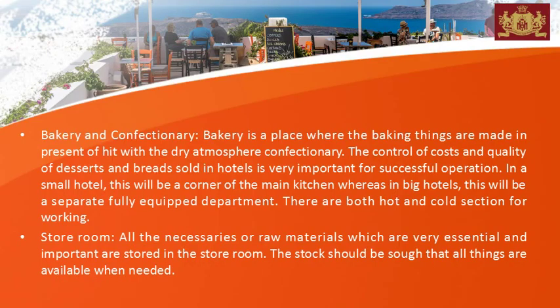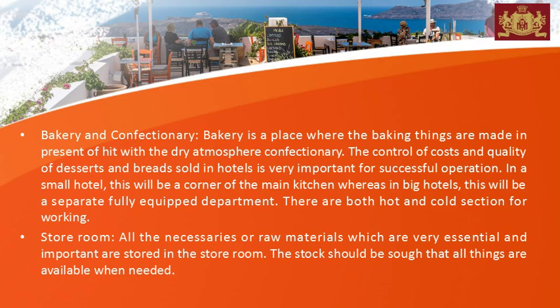Bakery and confectionery. Bakery is a place where baking things are made in the presence of heat with a dry atmosphere. Confectionery. The control of costs and quality of desserts and breads sold in hotels is very important for successful operation. In a small hotel, this will be a corner of the main kitchen, whereas in big hotels, this will be a separate fully equipped department. There are both hot and cold sections for working.